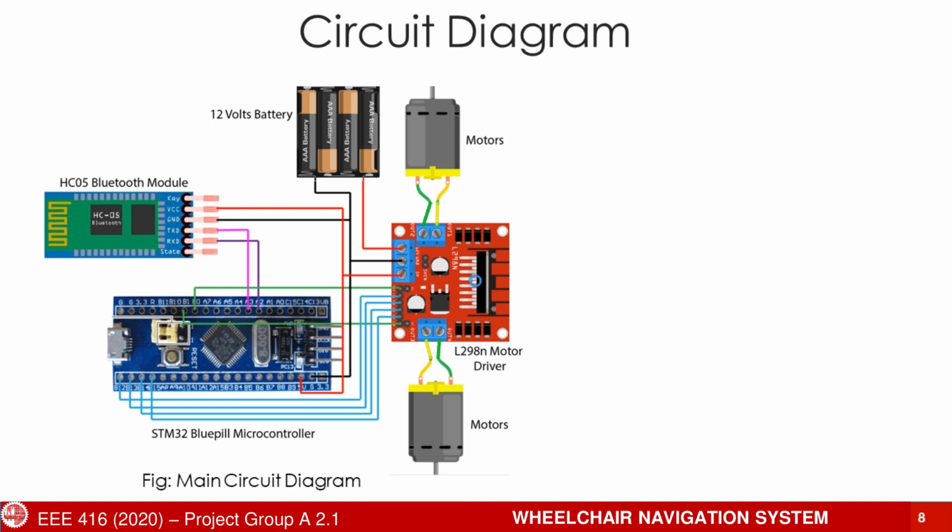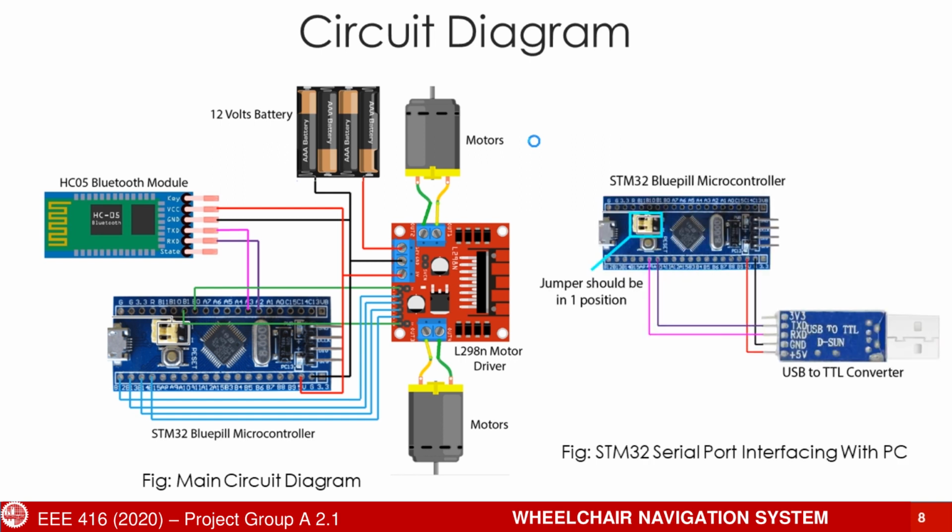We are using two 300 RPM DC motors and they have rubber wheels attached to them. Finally, we have designed a wheelchair prototype using PVC boards and there is a caster ball in the center to balance all the equipment on it. The serial port of STM32 is interfaced with a computer by using a USB to TTL converter with the following connection. We are using Arduino IDE to program the microcontroller.